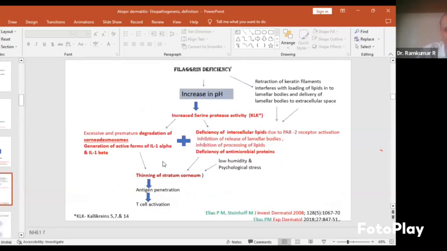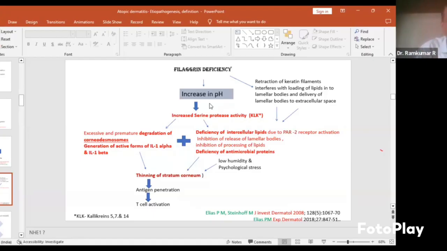So the basis is that filaggrin deficiency retracts the cytoskeleton. That affects the lipid delivery into lamellar bodies. These lamellar bodies are essential for depositing the lipids in the intercellular space, which I had already shown you. So lamellar body delivery is impeded, and lamellar bodies themselves cannot accumulate lipids. So filaggrin deficiency disturbs lipid delivery, and mainly contributes to increasing pH.